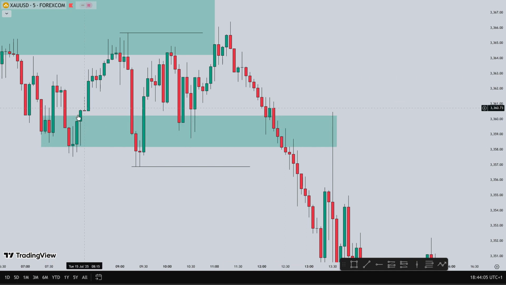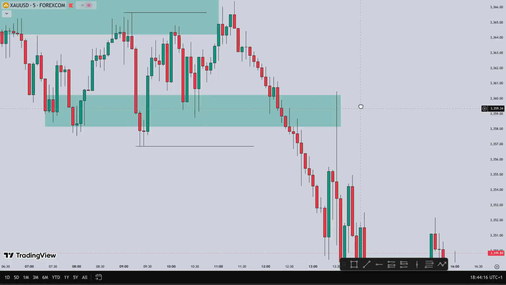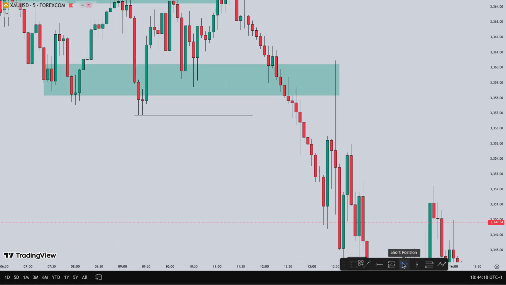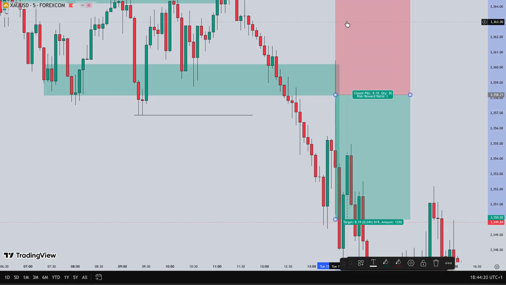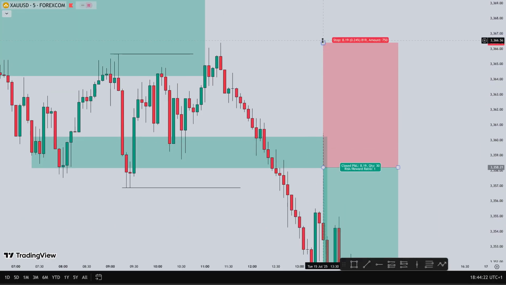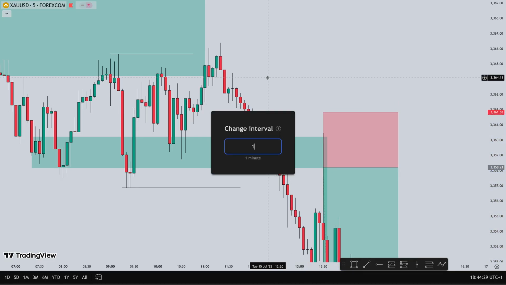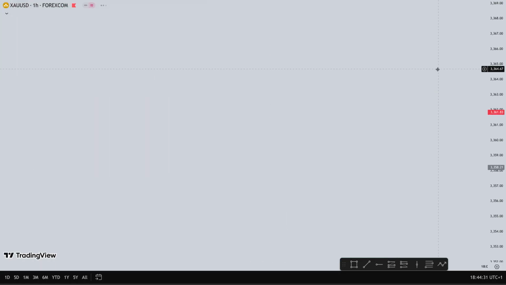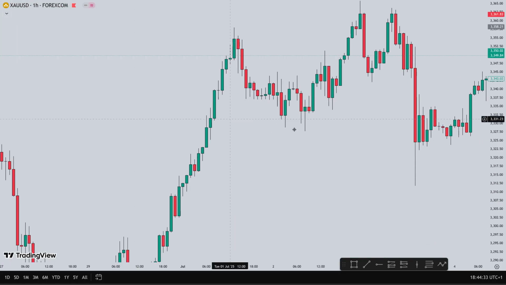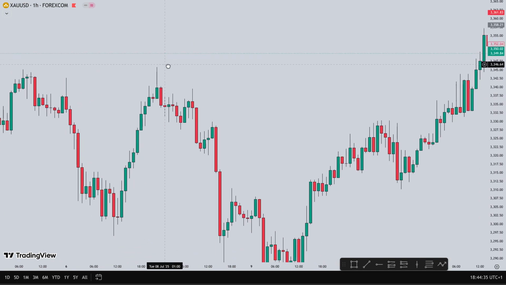Price came, touched it, went up, swept this, went back up, touched it again, then went back up, then broke it with an impulse. Then price came back and touched again. Now this would have been my entry if I was looking at the charts, and my stop loss should be above. Then my target will be, we already have a target in the 1 hour time frame.